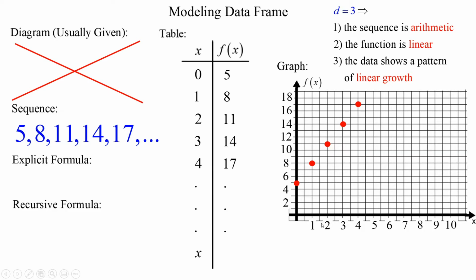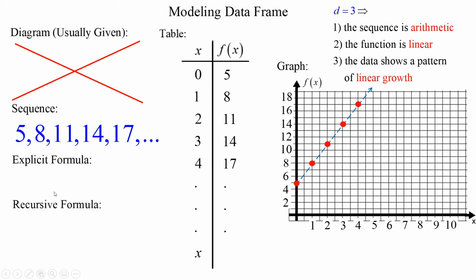All right, and look at that. Does that look linear? Yes, it does. That's a perfect straight line. And are we growing? We certainly are. The data shows a pattern of linear growth. Look at that. We knew that because of the common difference of 3 before we graphed.